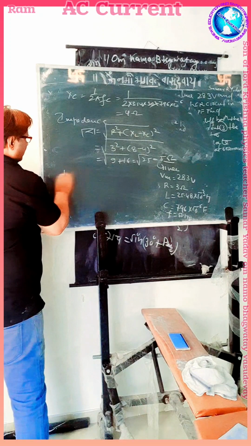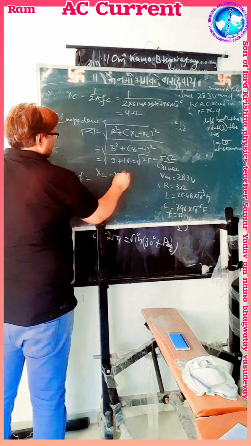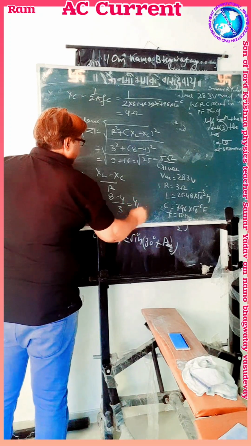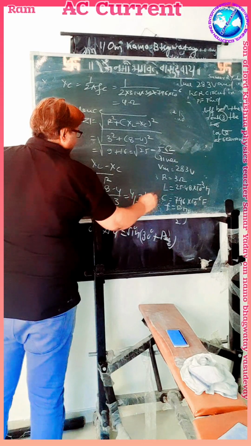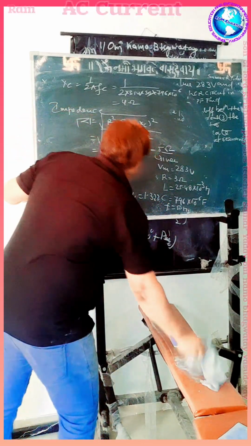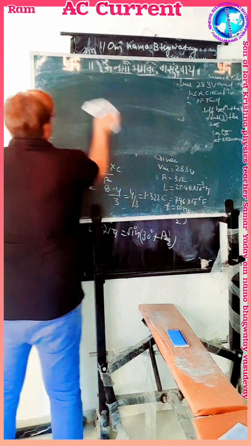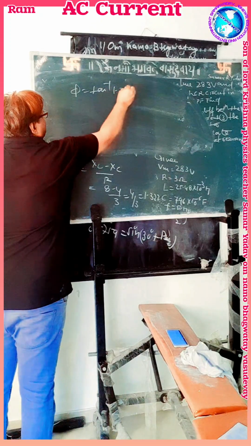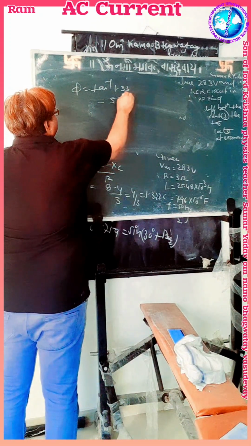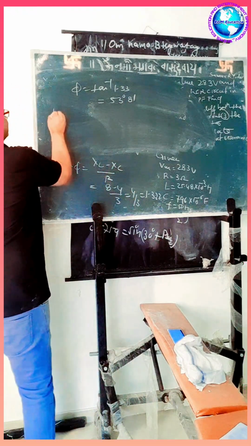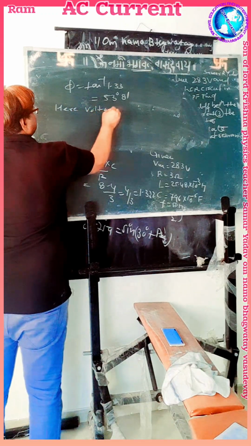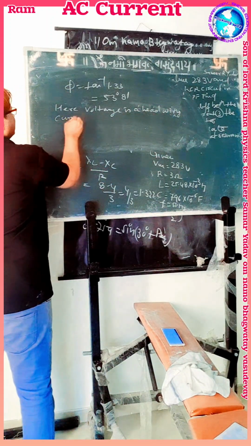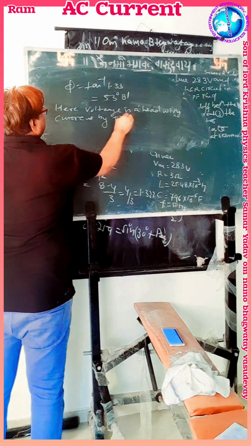After that, we will get the phase difference phi: tan phi is equal to XL minus XC upon R is equal to 8 minus 4 divided by 3 is equal to 4 by 3 is equal to 1.33. Therefore phi is equal to tangent inverse 1.33 is equal to 53 degree and 8 minute. Here voltage is ahead of current by 53 degree and 8 minute.